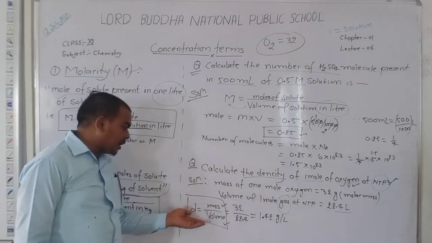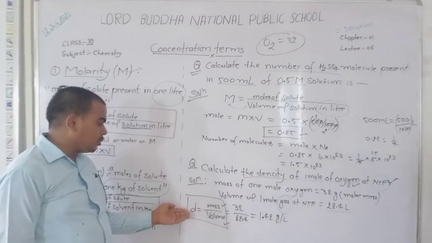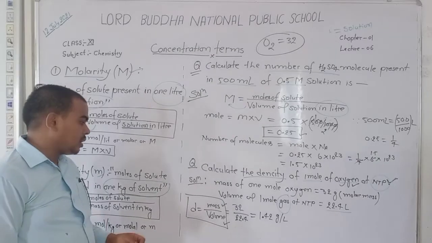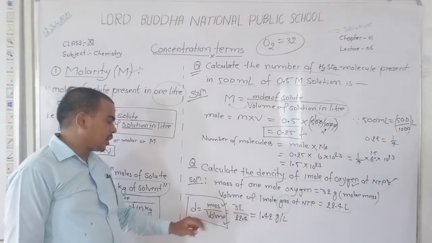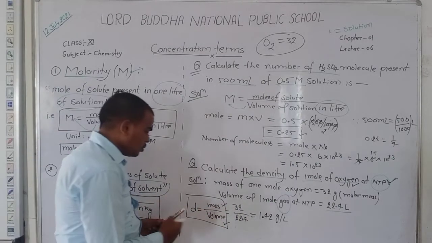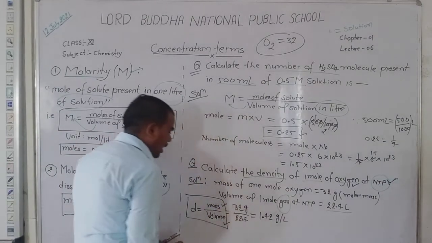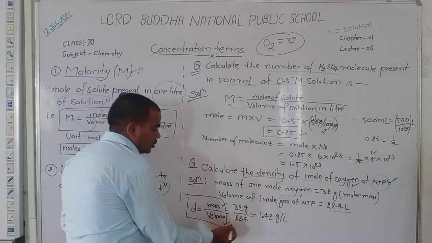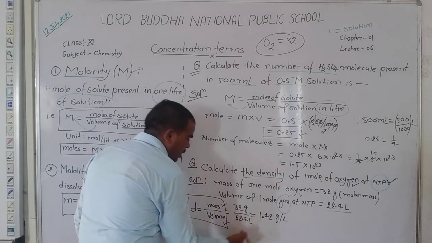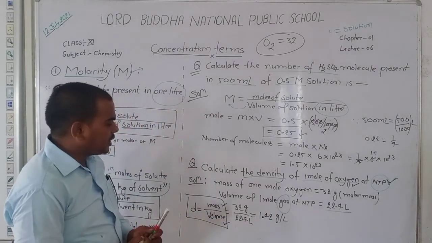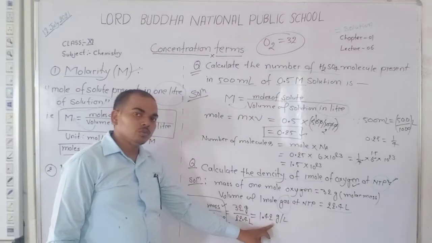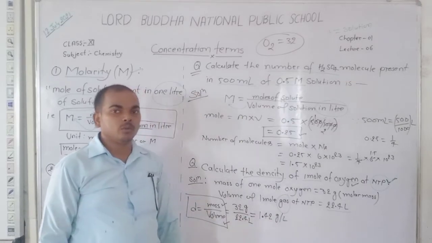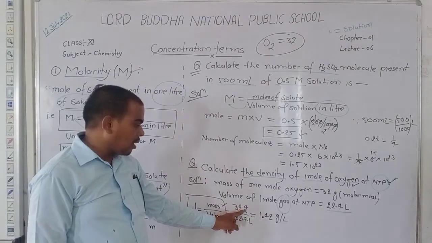So put the values in the formula of density. At the place of mass put 32 grams, and at the place of volume put 22.4 liters. After the calculation we get 1.42, and the unit is gram per liter.